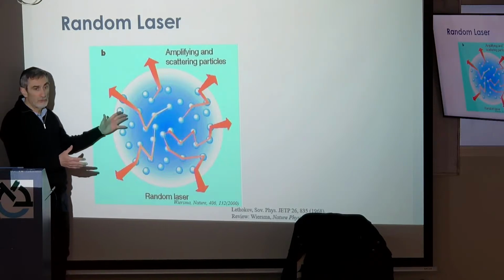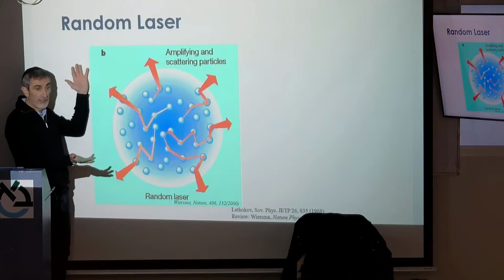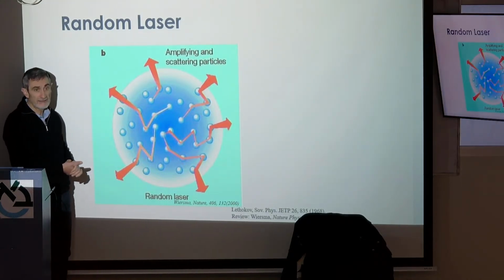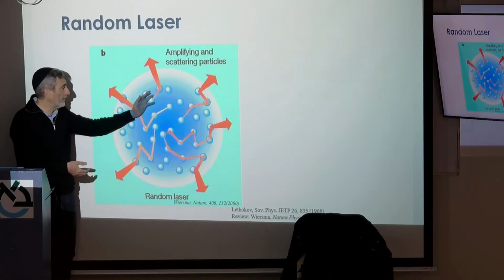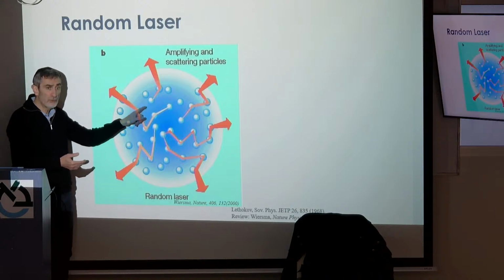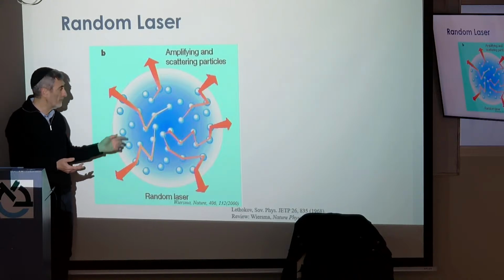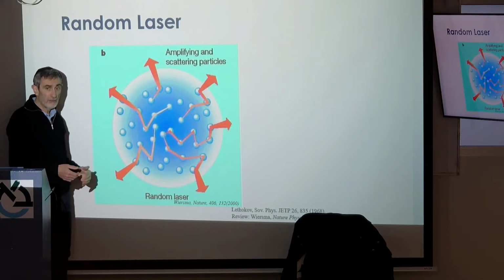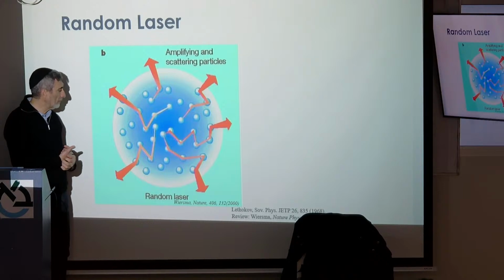You understand that the losses are huge, because the light escapes from the system. There is no cavity that keeps the light inside the system. So the feedback with the scattering medium is weak, but because of multiple scattering, the feedback is there. There is a lot of light coming back and forth inside that will experience a lot of gain.